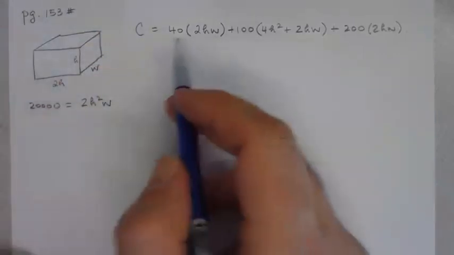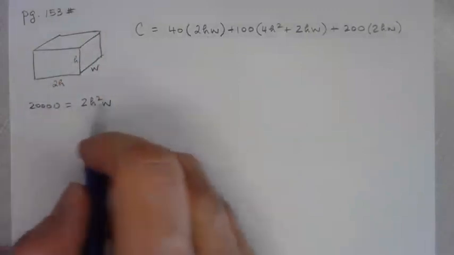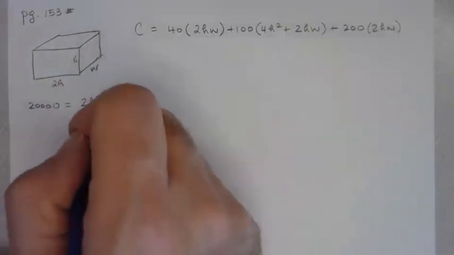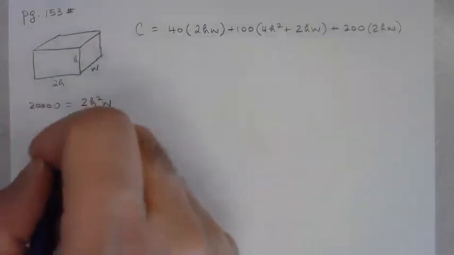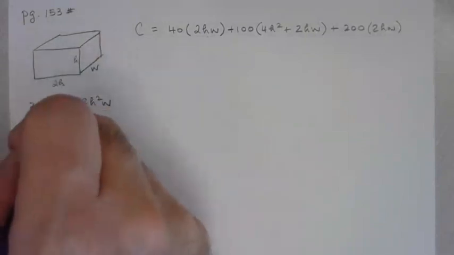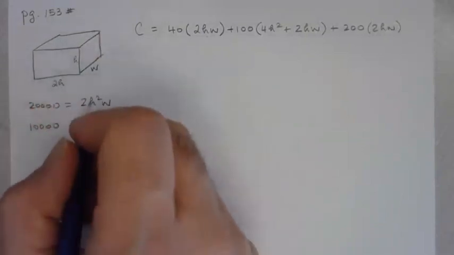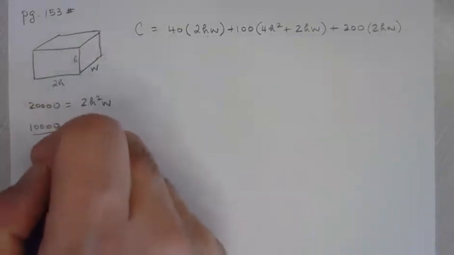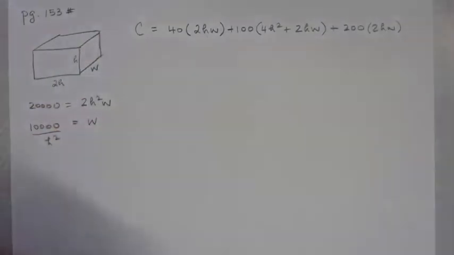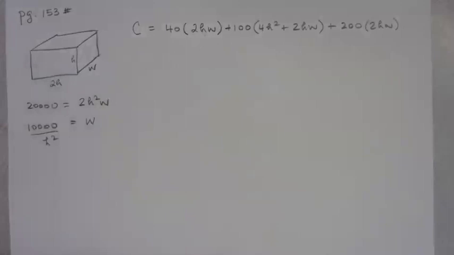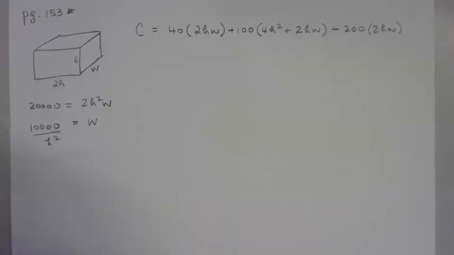And looking at what I have here, it makes sense to isolate W. So divide by 2, and that's going to be 10,000 over H squared. Okay. So any questions so far? I would say again, very similar to the ones we've seen.